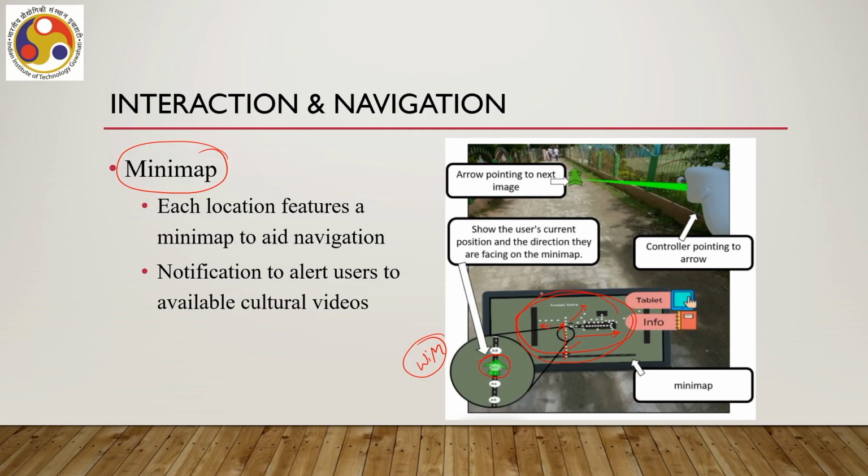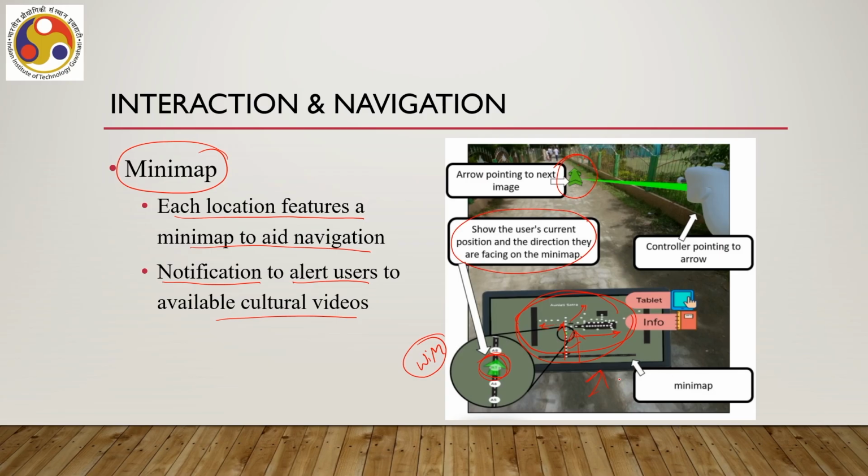and each of these 24 locations features a minimap to aid navigation, and notifications to alert users to available cultural videos are also added to each place. There is this arrow. If I select the arrow, then I move in this direction. So, essentially I am moving along the arrangement of 360-degree images, which is aided by the addition of this arrow. So, the user gets to see the arrow and selects it to move in a particular direction. The green spot shows the user's current position.